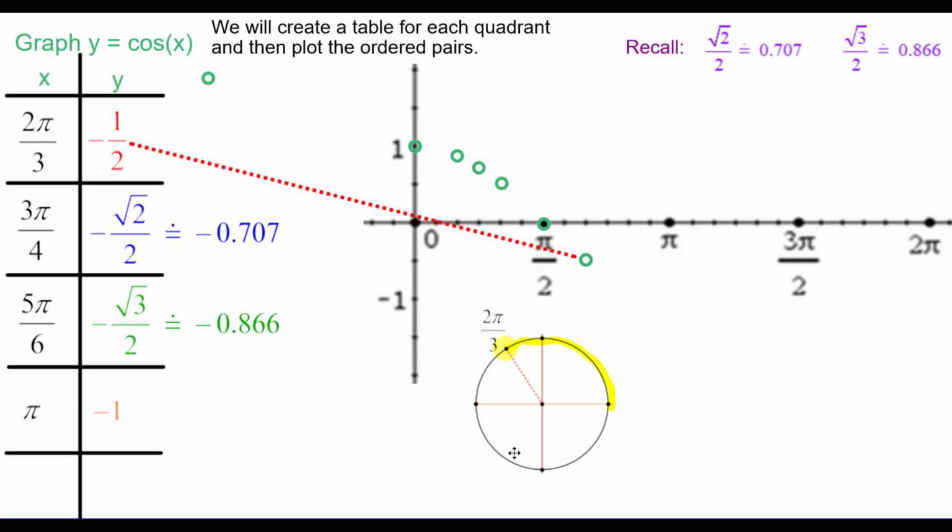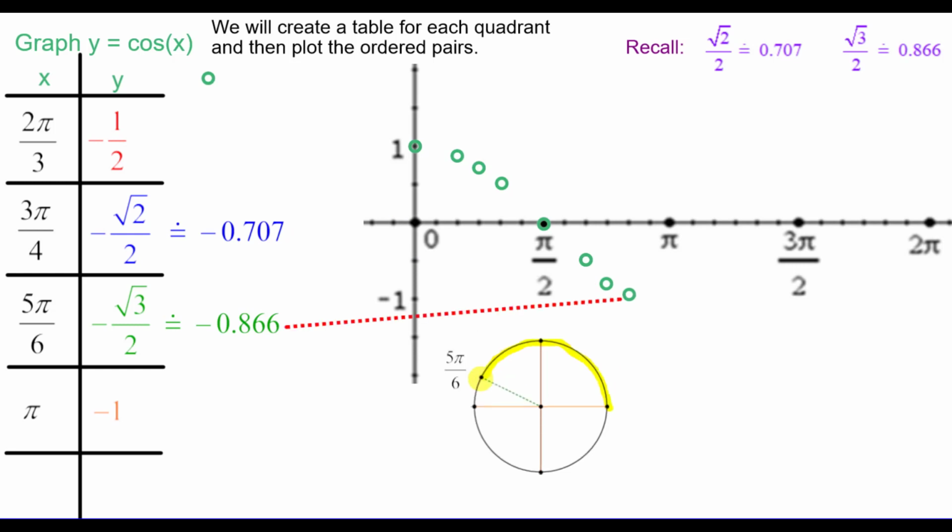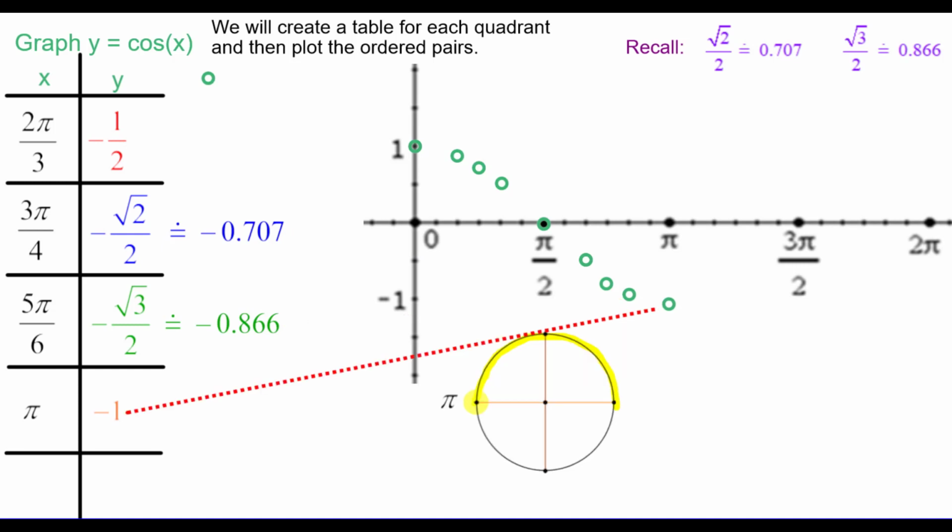So 2 pi over 3 lands right here in the second quadrant. The second coordinate at that point is negative a half. 3 pi over 4, comma, negative 0.7. 5 pi over 6, comma, negative 0.9. And at pi it is exactly negative 1.